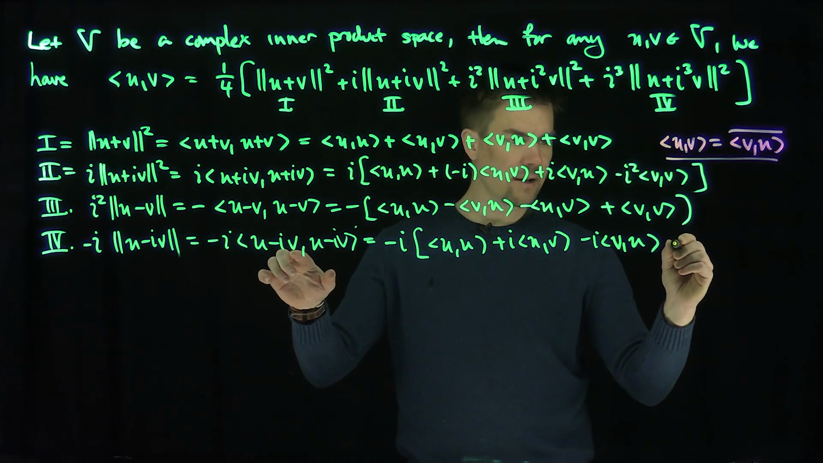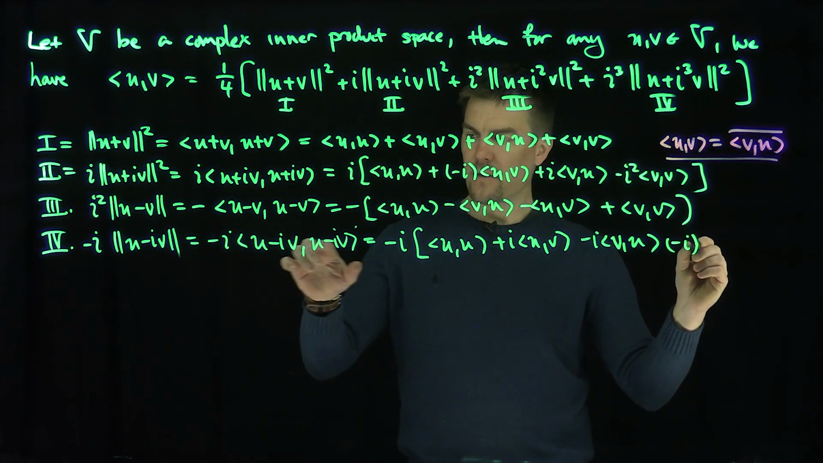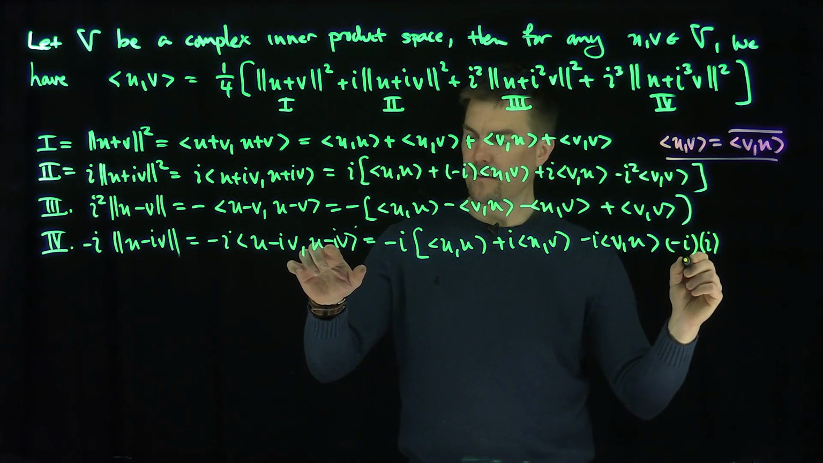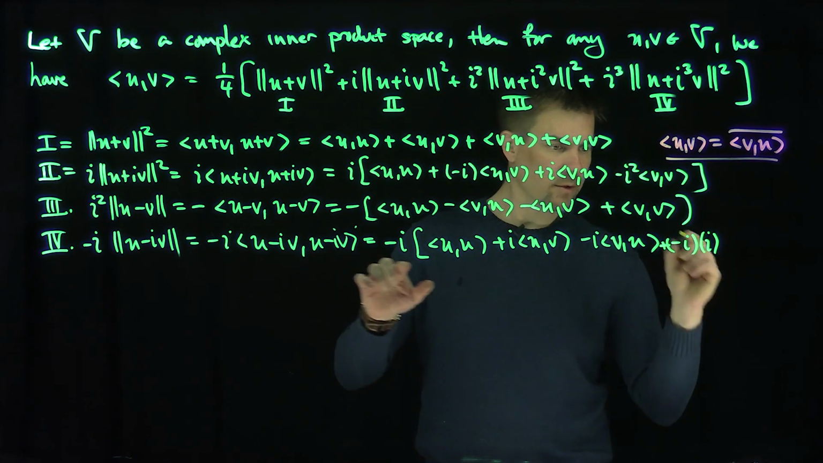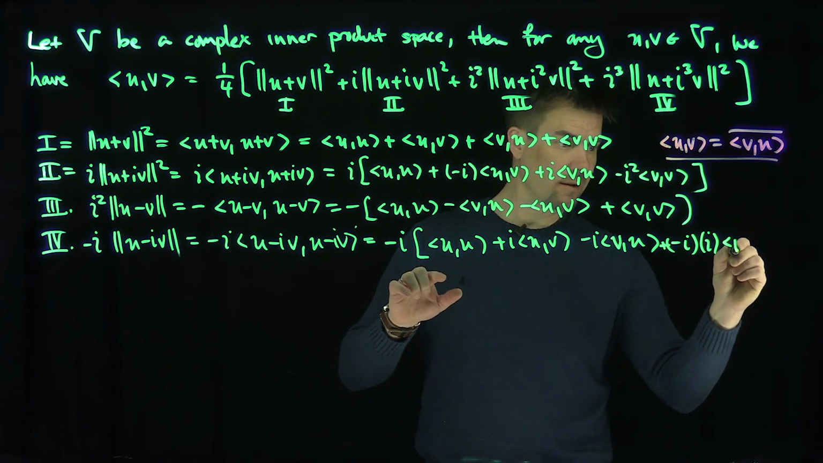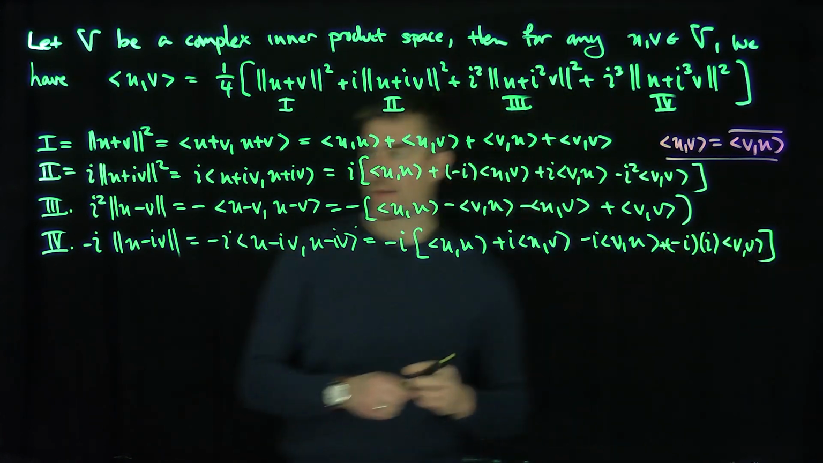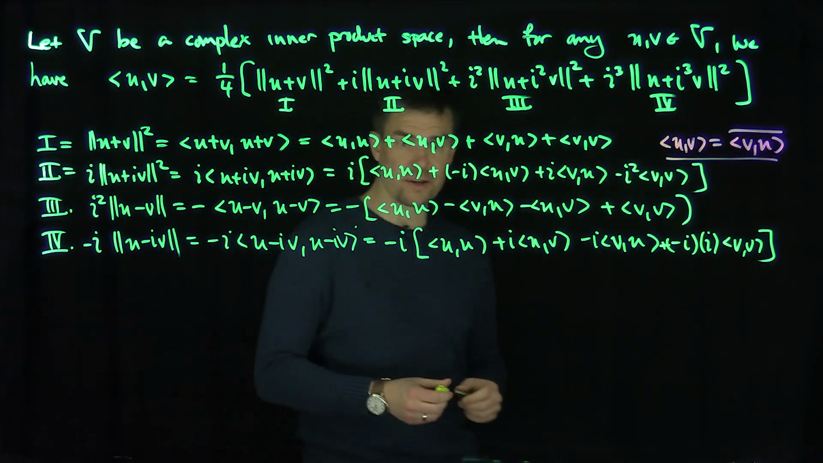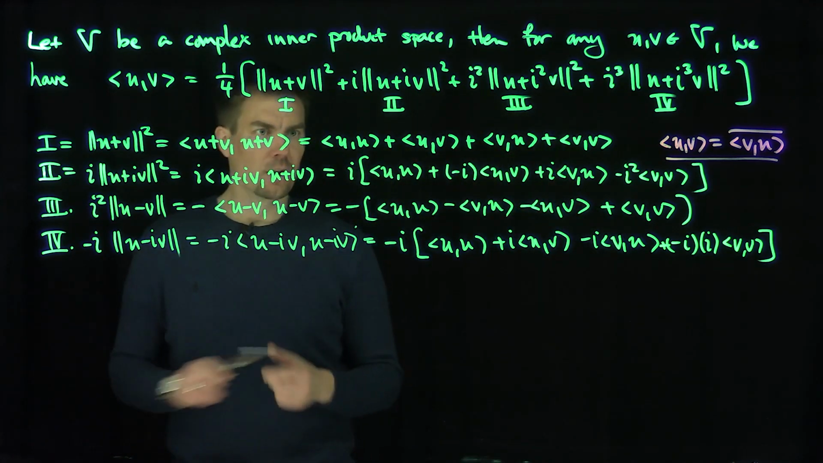I can pull out a negative i. Then I can pull out a negative i, that's a positive i, right? So I have negative i squared, and that's going to be a positive 1, v. Okay? Now I have all the terms, just to figure out what's going to happen over here. So let's look carefully over here. So look at these terms over here.